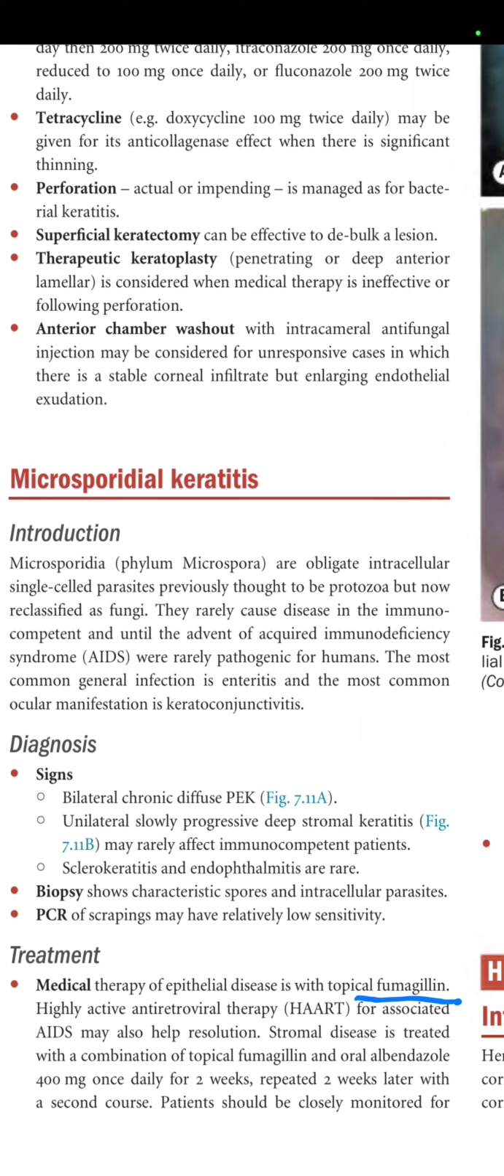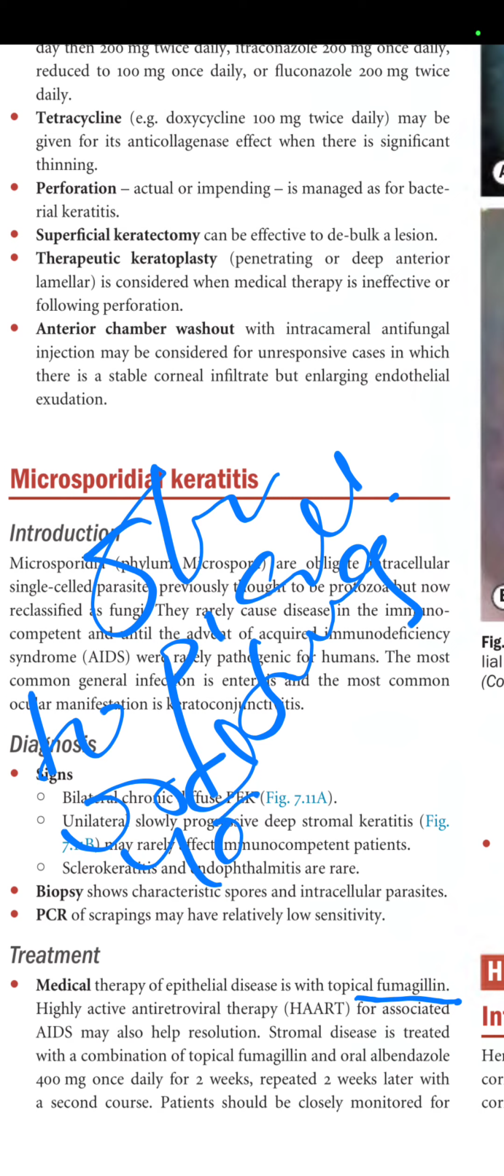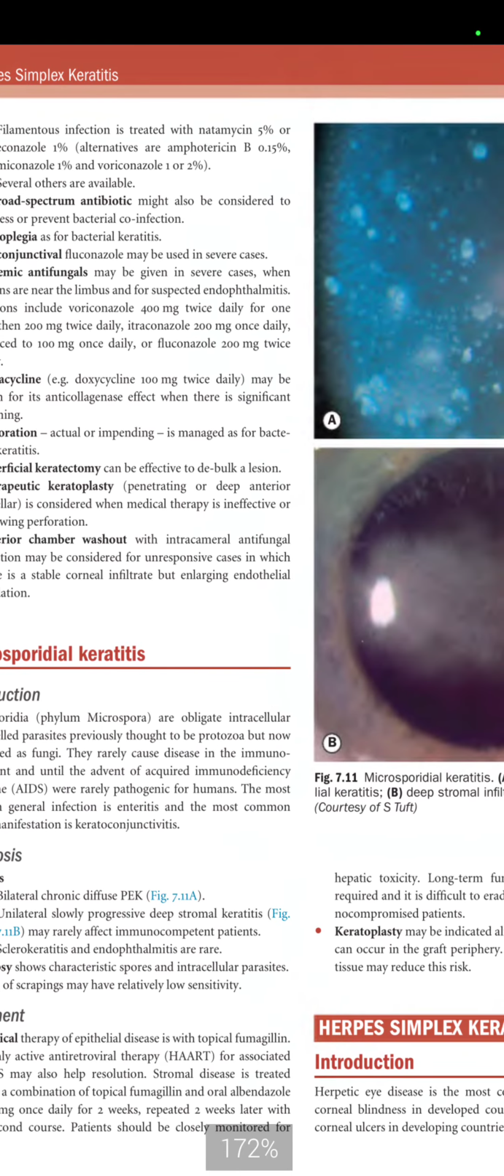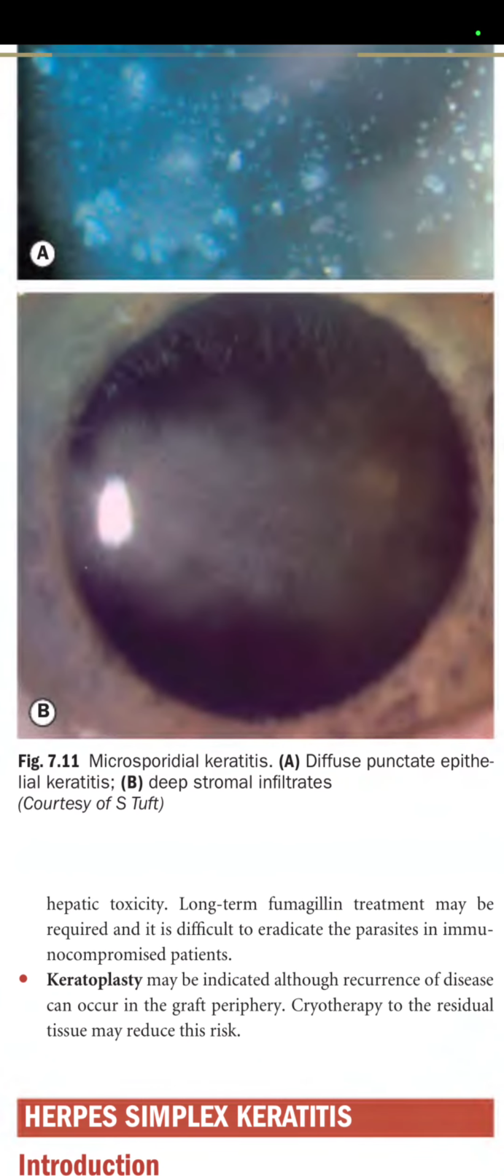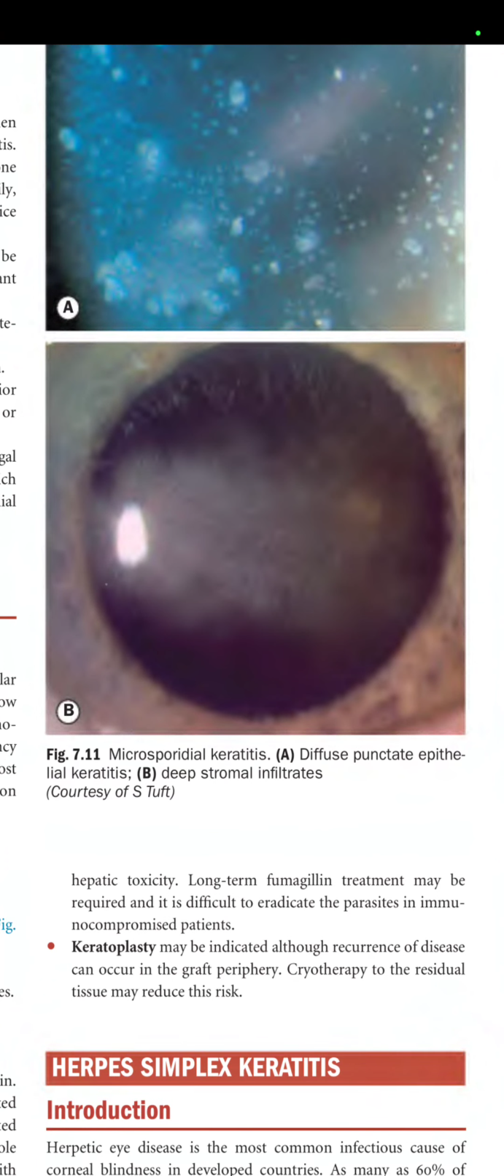So what we do in case of stromal disease is give topical fumagillin and oral albendazole. How do we give oral albendazole? We give 400 mg once daily for 2 weeks, and after 2 weeks we repeat it for another 2 weeks. Patients should be closely monitored for hepatic toxicity. Long-term fumagillin treatment may be required, and it is difficult to eradicate the parasite in immunocompromised patients.